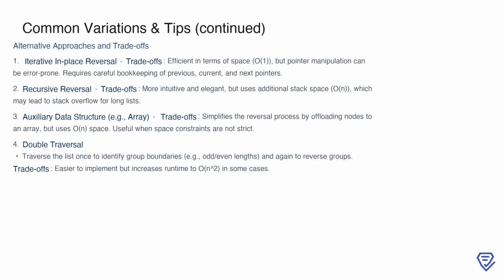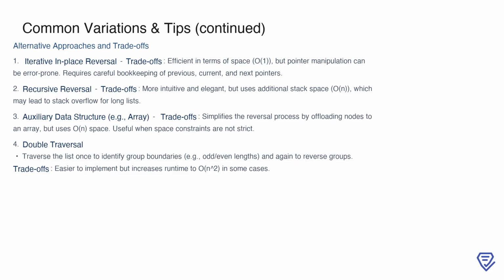When solving problems like this, it's important to understand the alternative approaches and their trade-offs. An iterative in-place reversal is highly efficient in terms of space, using only O(1) extra memory. However, it can be error-prone, as it requires meticulous bookkeeping of the previous, current, and next pointers to maintain the list structure. On the other hand, recursive reversal is often more elegant and intuitive, but it comes with the downside of additional stack space usage, which could lead to stack overflow for very large lists.